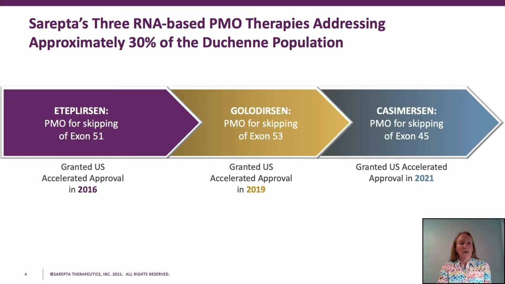Golodirsen in the middle here is a PMO designed to skip exon 53 and was approved in the US in December of 2019. And this PMO addresses another about 8% of individuals living with Duchenne. And casimersen is a PMO designed to skip exon 45. It was approved this past February, and we expect it to address another 8% of the Duchenne population. Together, these 3 PMOs are predicted to serve up to about 30% of the Duchenne community.